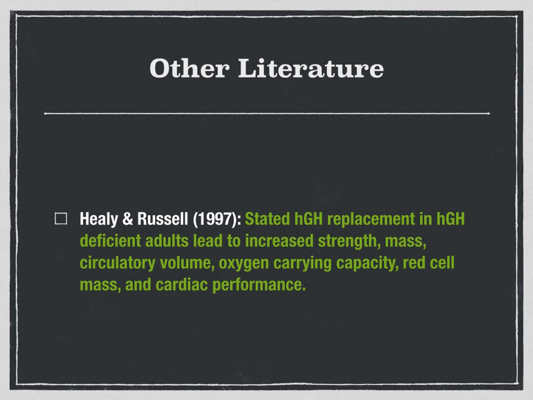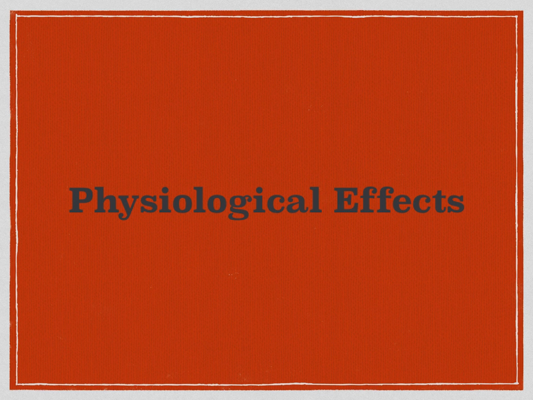A paper by Healy and Russell in 1997 stated hGH replacement in hGH deficient adults leads to increased strength, mass, circulatory volume, oxygen carrying capacity, red cell mass, and cardiac performance.